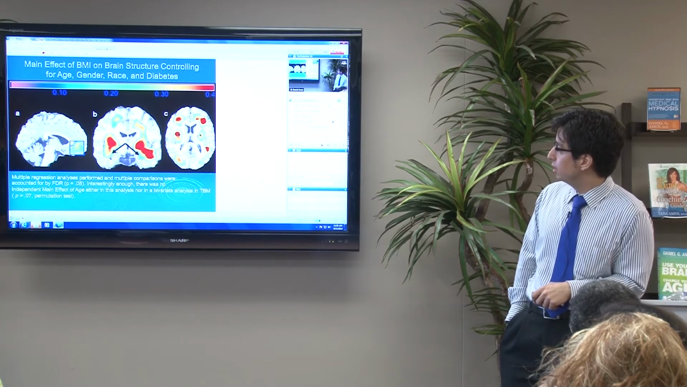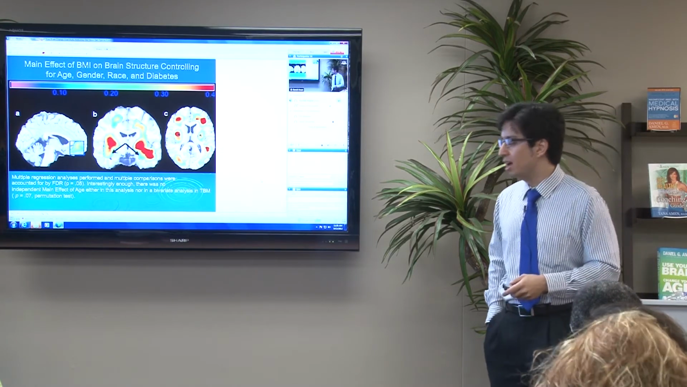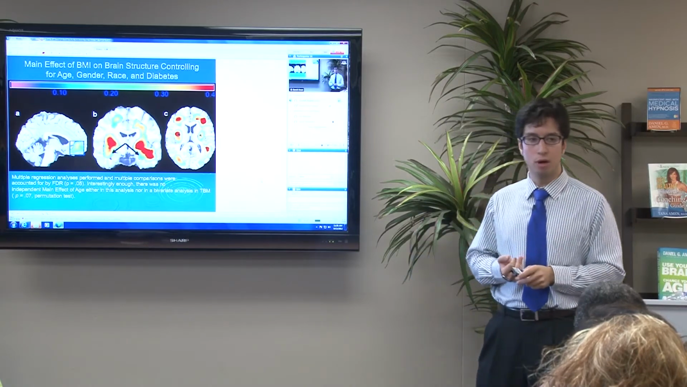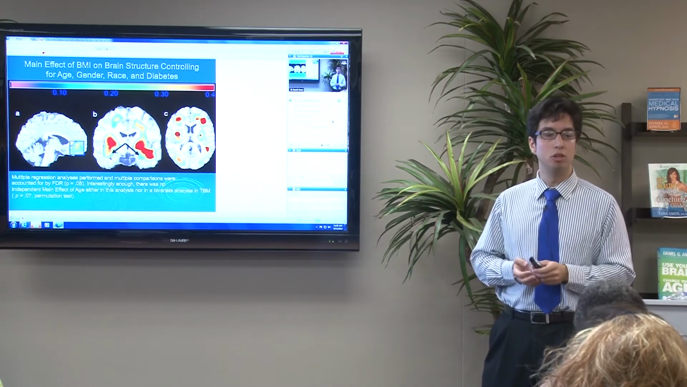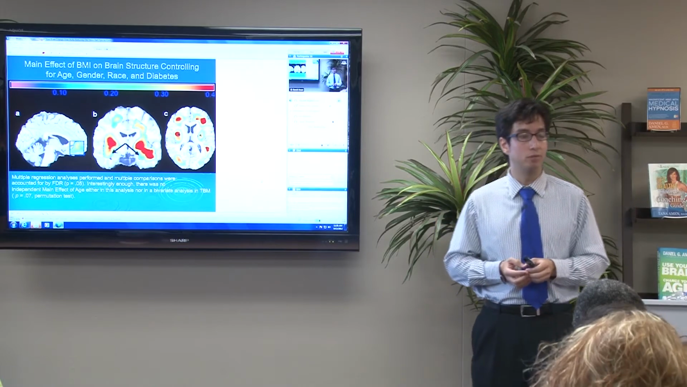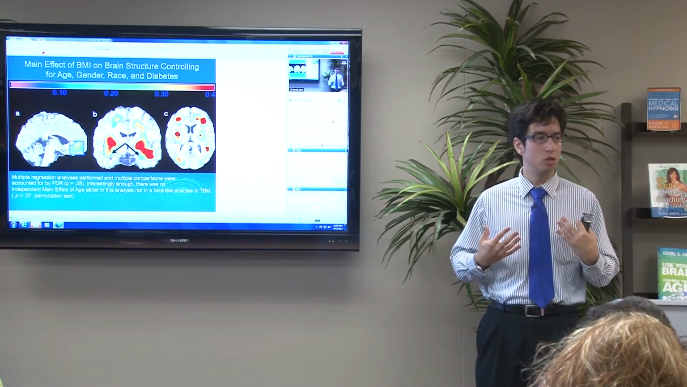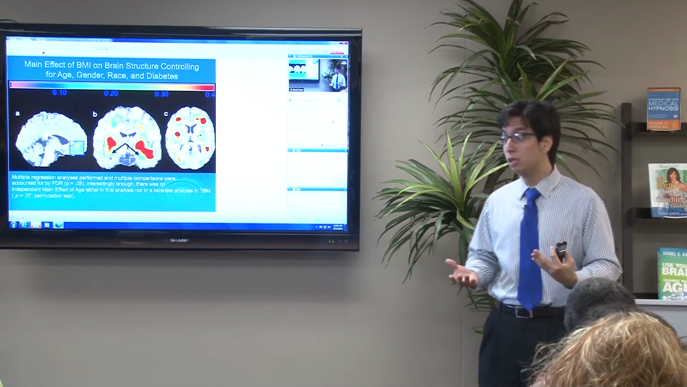This is simply another way of me doing the same study where I put even more variables in the model. And I threw in diabetes, I threw in insulin levels into the model, and obesity. Obesity was still the most powerful indicator of brain atrophy. So even if you were obese and didn't yet have diabetes, your brain was still smaller in these areas.